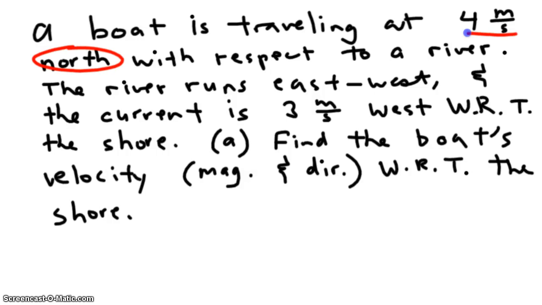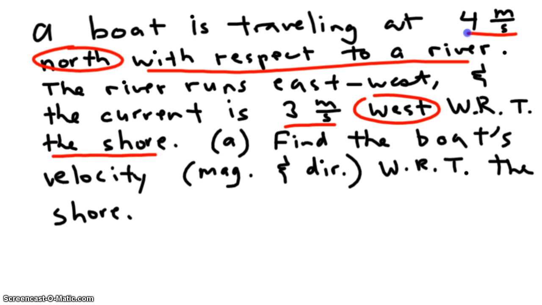With respect to a river. That's important. The river runs east and west, and the current is 3 meters per second west with respect to the shore. Find the boat's velocity, that's the unknown, the boat's velocity, magnitude and direction, with respect to the shore. So WRT is with respect to.